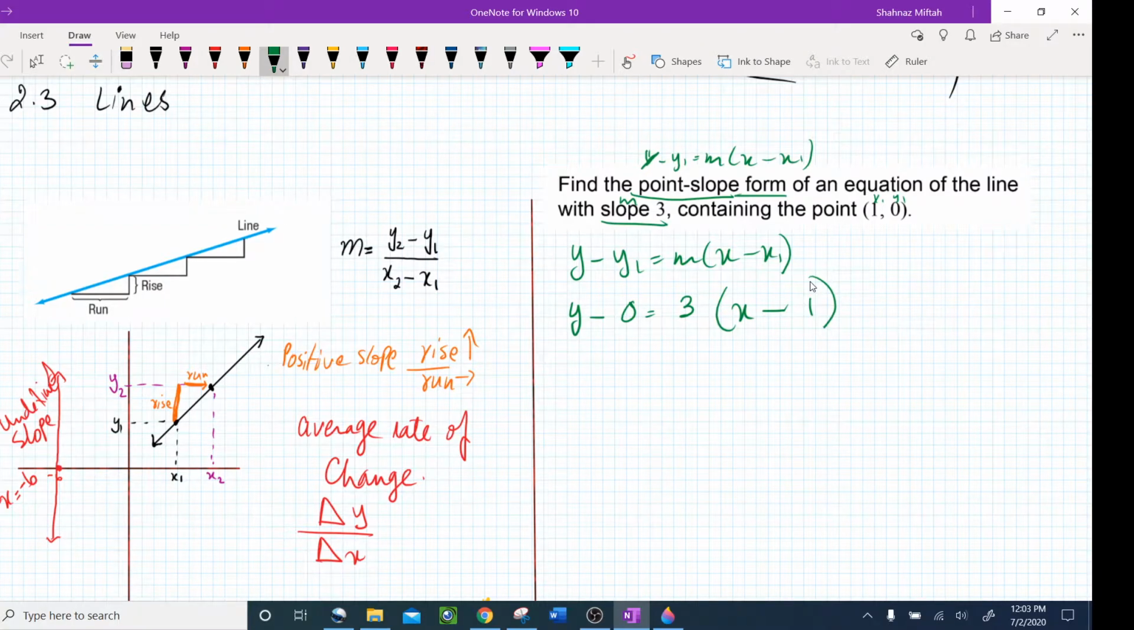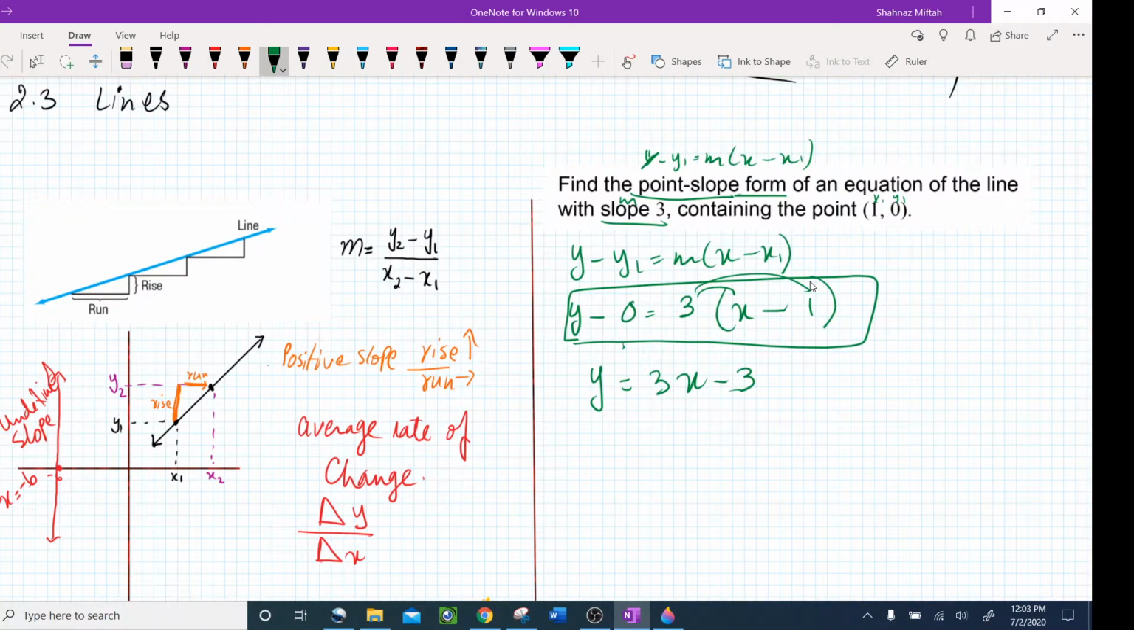You can also solve for y if you want to. Otherwise, you can leave it alone. You can just leave this as a point slope. If you want to get the y by itself, then it's going to go y equals, and you have to distribute that. So it's going to give me 3x like this, and then negative 3. You know the 0 disappeared. So you can do it either this way or that way. Okay, so that's finding the point slope form of the equation.